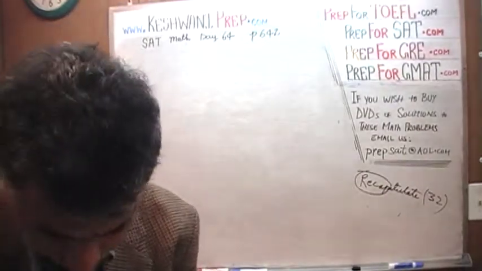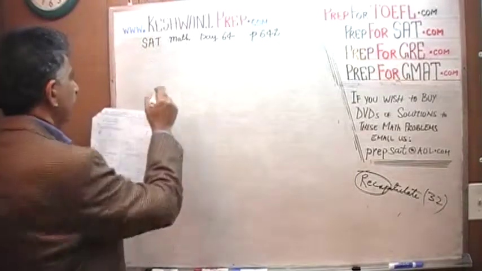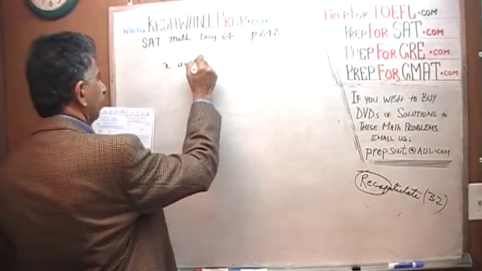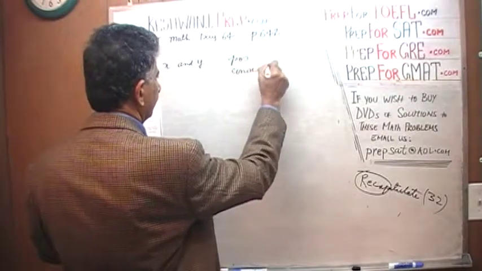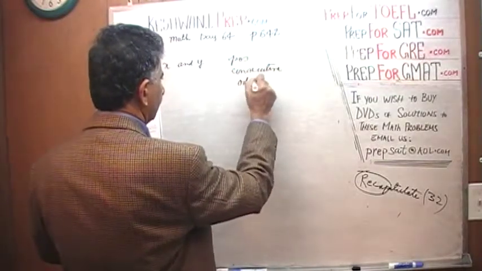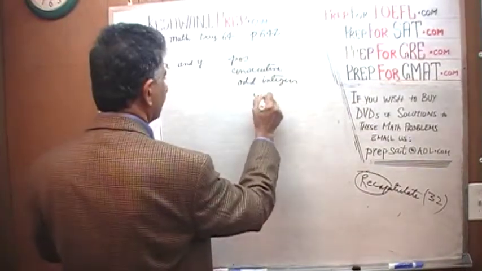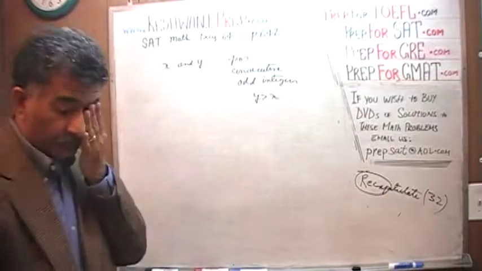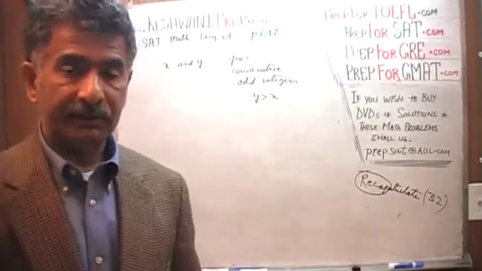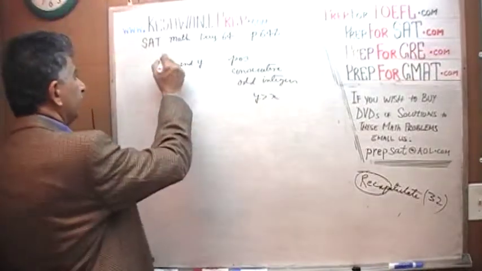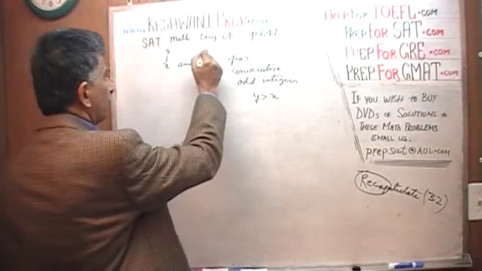Let's see what we have in 16. We are told that x and y are positive consecutive odd integers. And we are also told that y has to be more than x. If y has to be more than x, let's just plug in some numbers. Just keep in mind they have to be positive and they have to be consecutive odd integers. So let's pretend that x is 3. If x is 3 and since y has to be more than x, y would have to be 5.